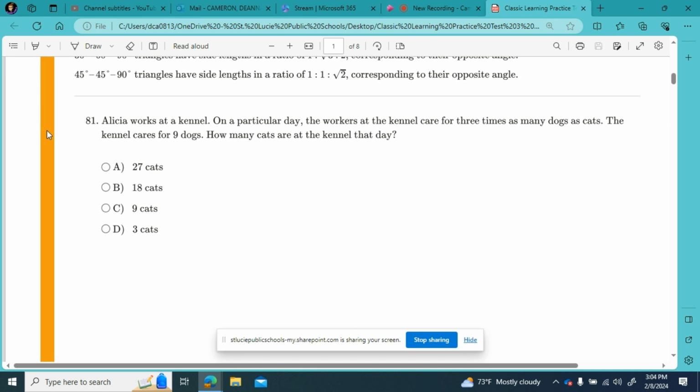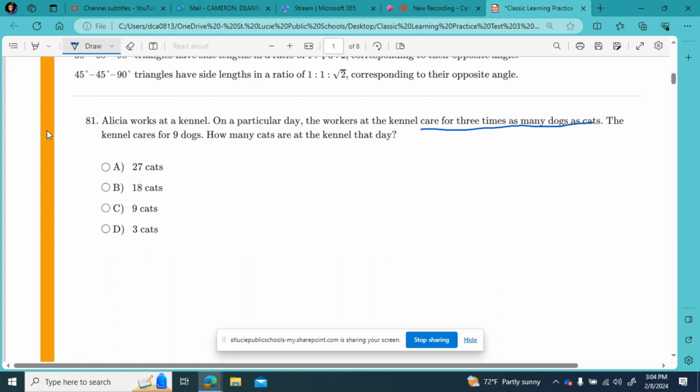And we are starting back at the beginning, question number 81. It says, Alicia works at a kennel. On a particular day, the workers at the kennel care for 3 times as many dogs as cats. The kennel cares for 9 dogs. How many cats are at the kennel that day?